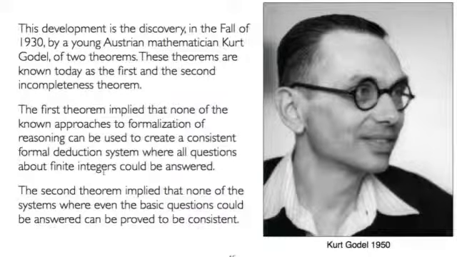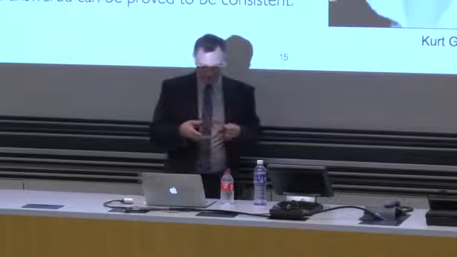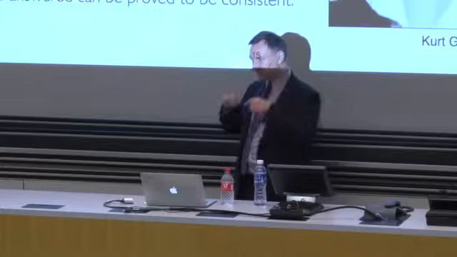And the second theorem implied that if we have a formalization system where even the basic questions could be answered, then such a system couldn't be proved to be consistent. By proved to be consistent, I mean proved actually in a weaker system. What Gödel proved in the case of a particular system, Principia Mathematica, and then it was translated into Peano arithmetic, but he actually worked with the Principia system in his paper, is that the system cannot be proved to be consistent inside itself.